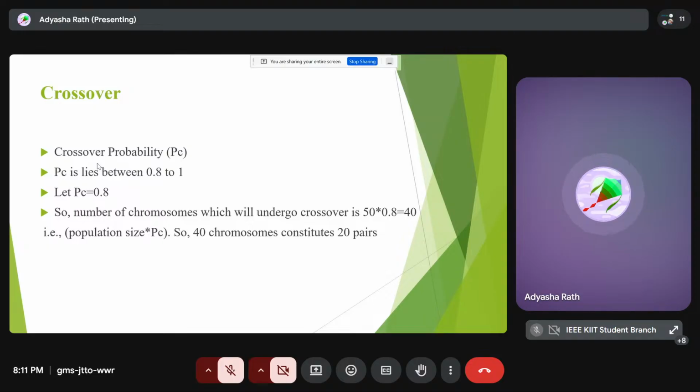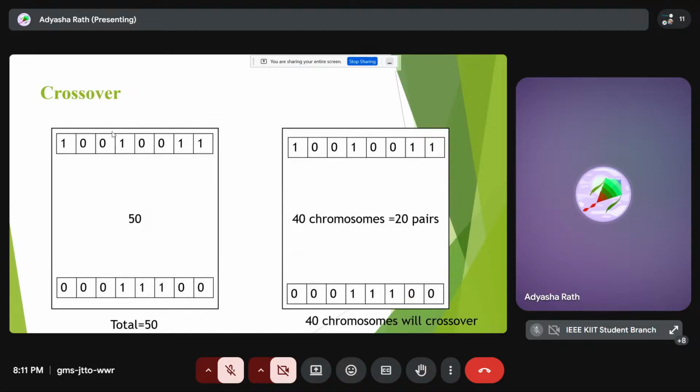Why? Because it will be parent 1 and parent 2. Crossover will produce two children. So out of 50, 40 will go for crossover, and the remaining 10 will not marry, they will remain as bachelors. See here, total sample is 50. After crossover, 40 chromosomes will crossover. So 40 means 20 pairs.